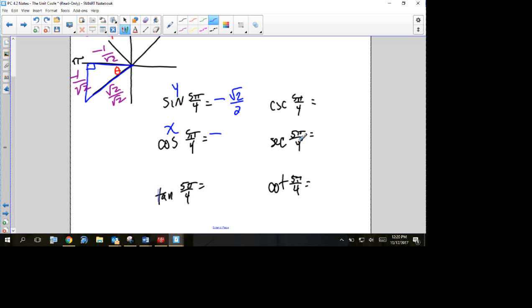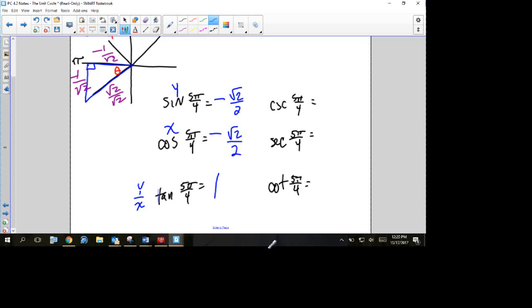Cosine of 45 degrees, also radical 2 over 2. So also negative radical 2 over 2. The tangent is y over x. Does anybody know the tangent of 45 degrees? That is 1, because you put the y over the x. But if I put y, which is negative radical 2 over 2, over x, which is negative radical 2 over 2, do I get positive or negative 1? Positive. If they're both negative, I still get positive 1 there.